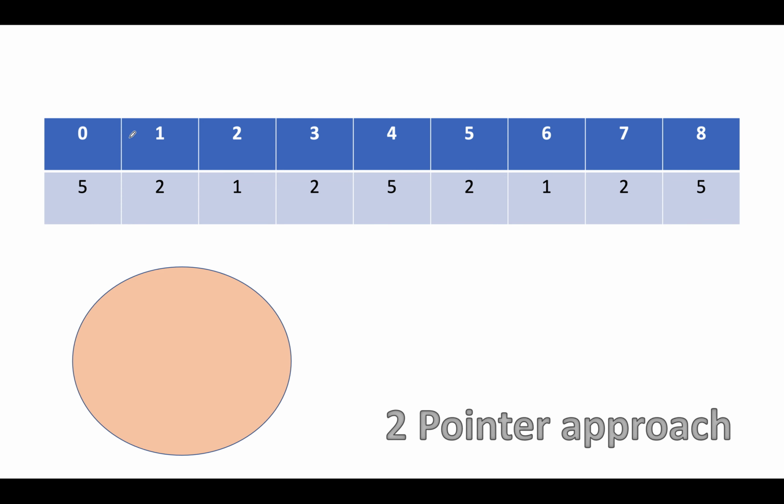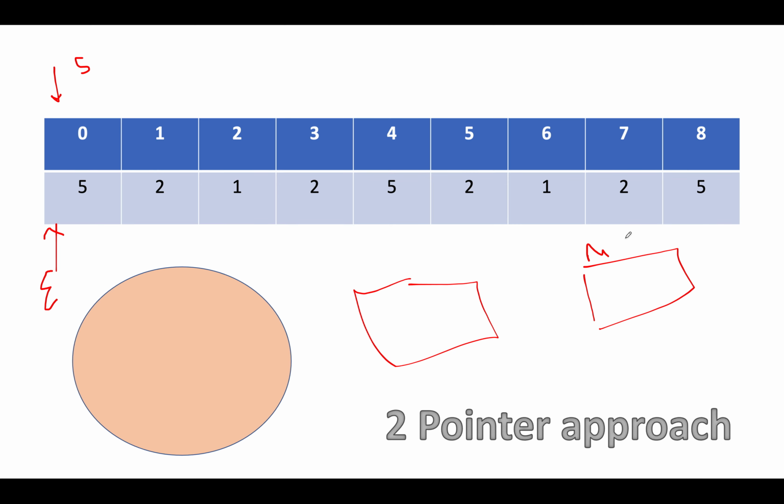This time we have 5, 2, 1, 2, 5, 2, 1, 2, 5. So let's start the process. We have the start pointer, we have the end pointer, and we have two variables, rs and ms, which are running sum and max sum, both initialized to 0.